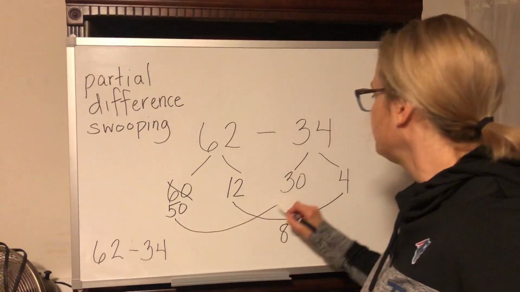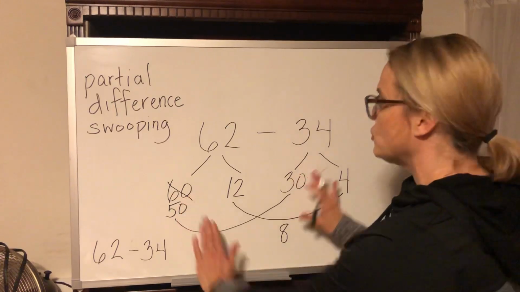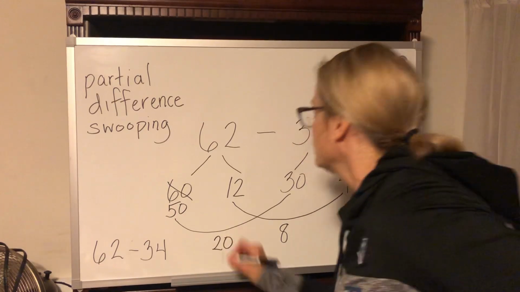And now 50 minus 30. I like to use that trick of covering the 0. 5 minus 3 is 2. Put the 0 back on. It is 20.